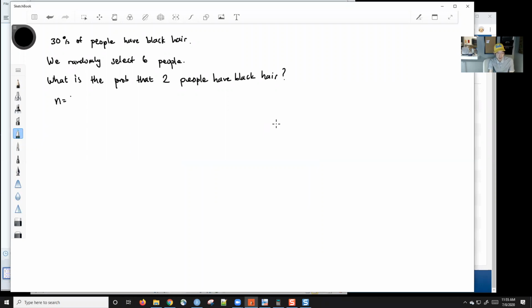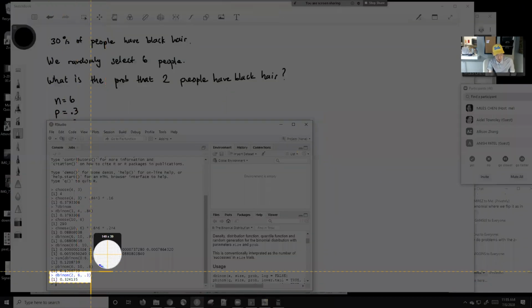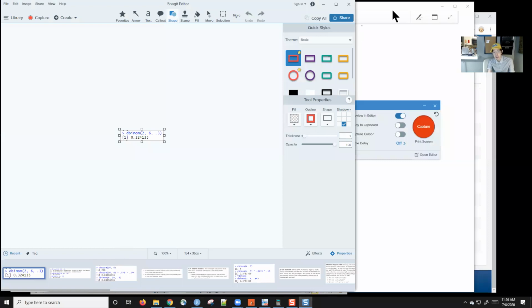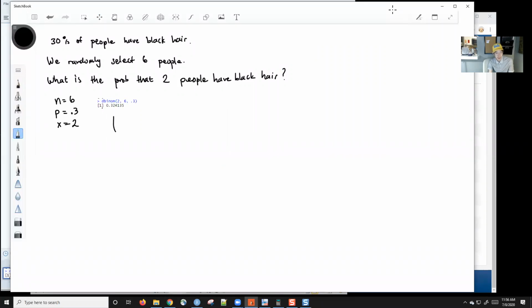So we have n is 6, p is 0.3, and x is 2. Right. So one way is we can go, you can just ask R to do dbinom here. You just kind of enter your numbers accordingly. And when you do it in R, it's important you get it in the correct order, and you get around 0.324. All right. You can also do 6 choose 2, 0.3 raised to the 2, and 0.7, which is 1 minus 0.3, and this has to happen 4 times, right?